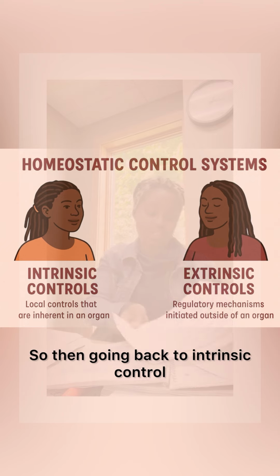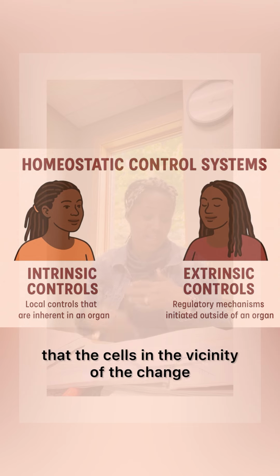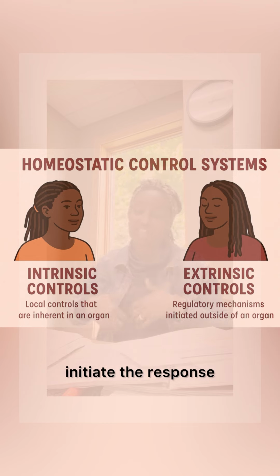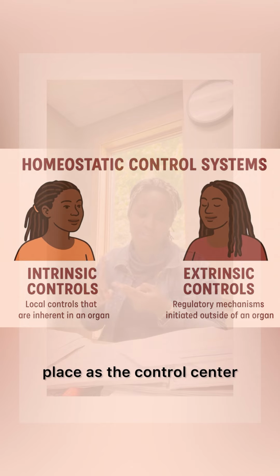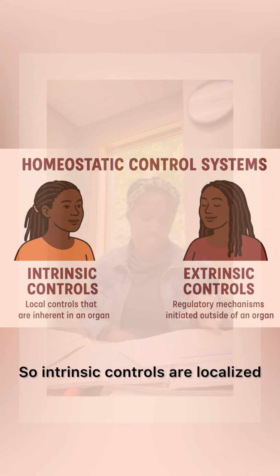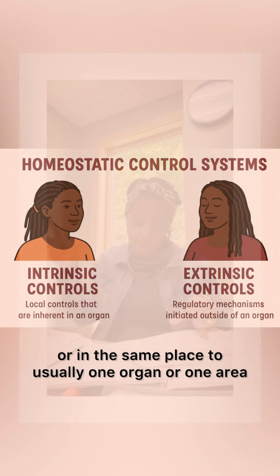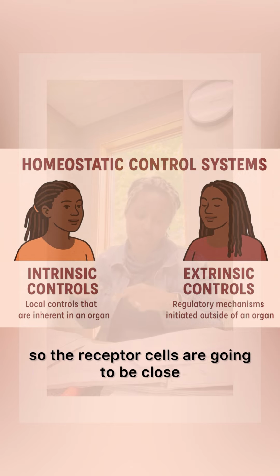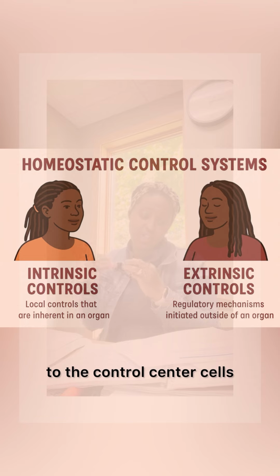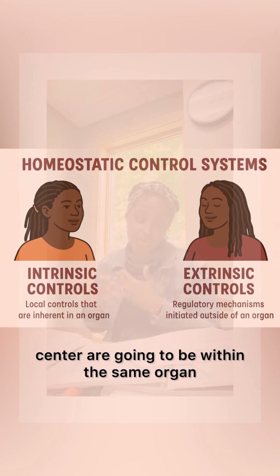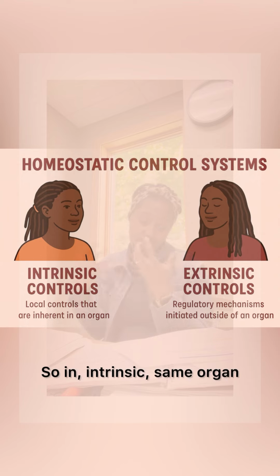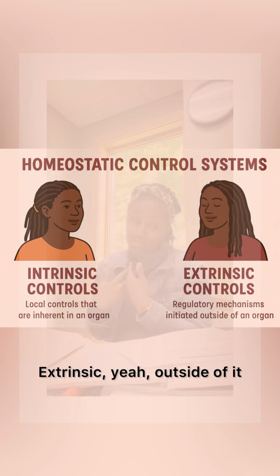So then going back to intrinsic control, it basically means that the cells in the vicinity of the change initiate the response, which means that the receptor is in the same place as the control center. So intrinsic controls are localized, usually to one organ or one area, so the receptor cells are going to be close to the control center cells. Simply put, the receptors and the control center are going to be within the same organ. So intrinsic, same organ; extrinsic, outside of it.